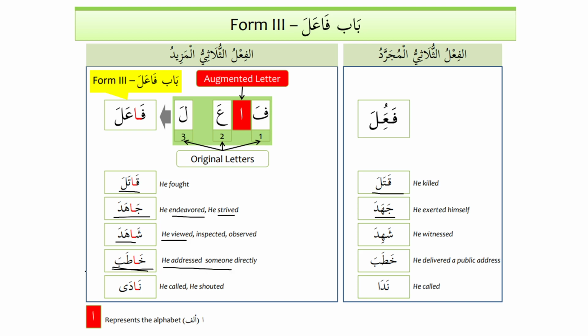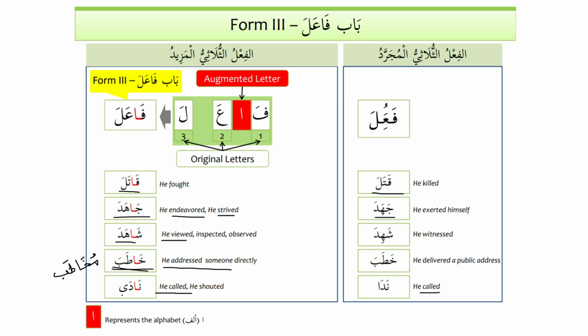Khataba yukhatibu mukhatabatan, and we have mukhatib and we have mukhatab. Do you remember mukhatab? Does anyone remember mukhatab? The second person, yeah? So what is the second person called? The second person is called mukhatab. Excellent, mukhatab, perfect. And similarly, we have nada, he called, but when we take it to form number 3, it becomes nada. So he called, nada, yunadi, and it has two masdar, munadat, and also nida'an.